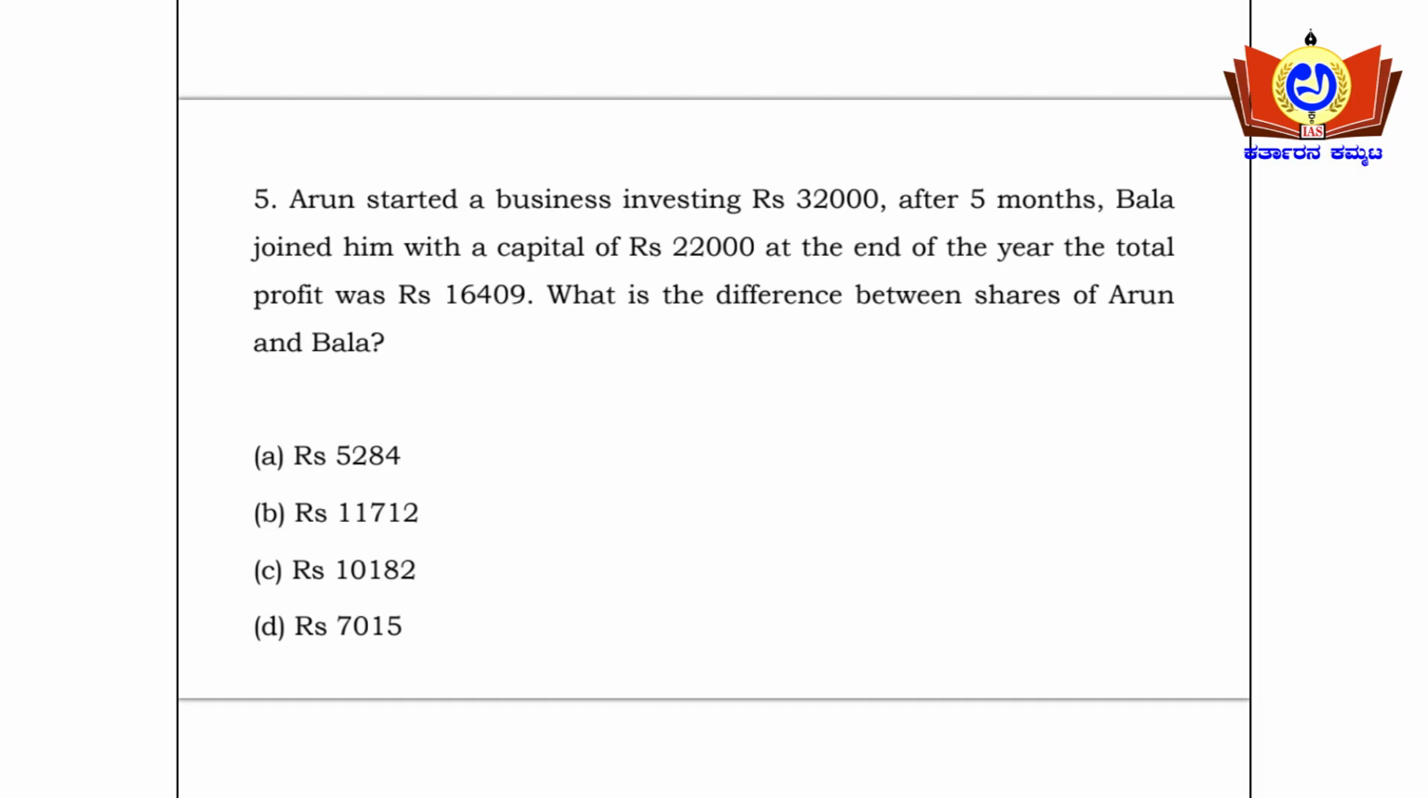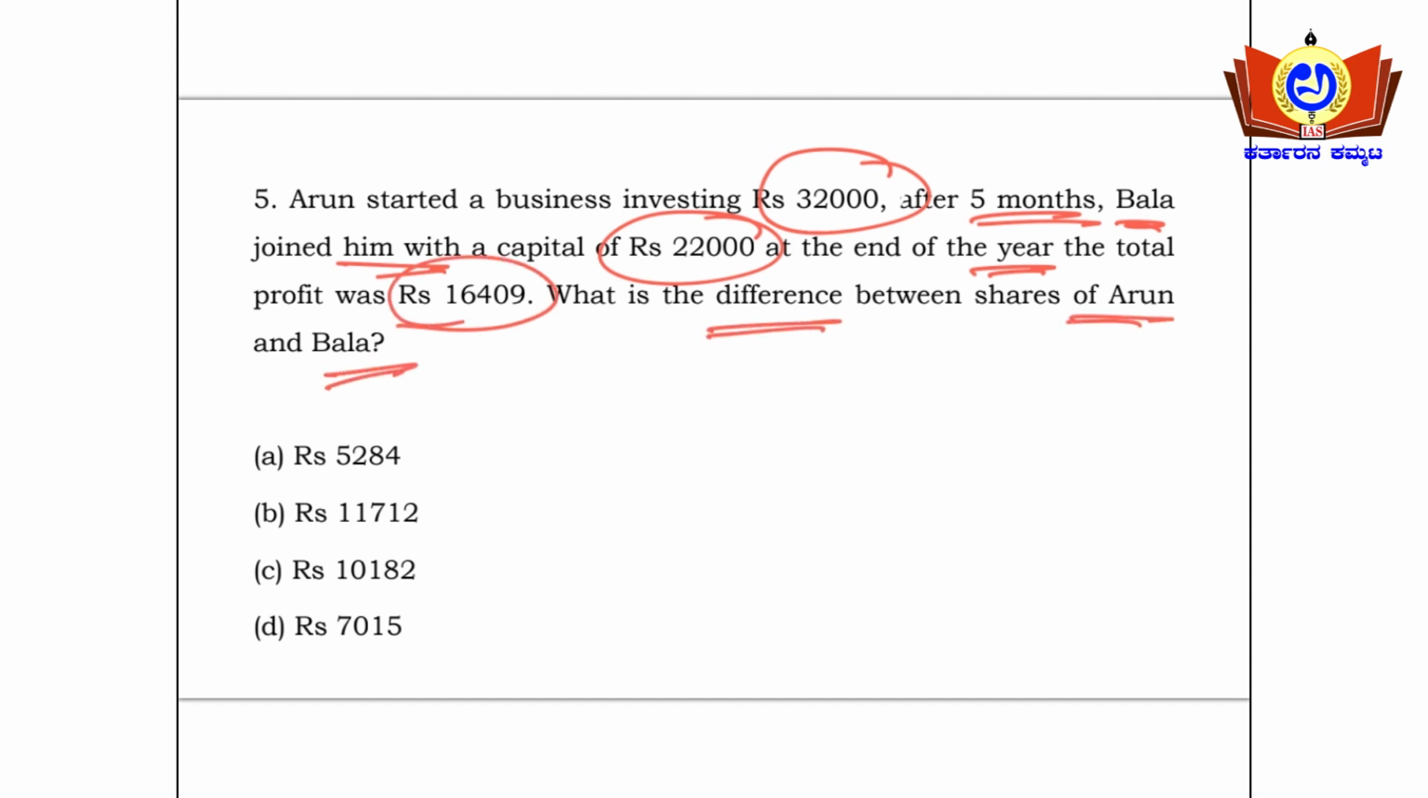Arun started a business investing rupees 32,000. After 5 months, Bala joined him with a capital of rupees 22,000. At the end of the year, the total profit was 16,409. What is the difference between the shares of Arun and Bala? Okay, the question is asking what is the difference between the shares of Arun and Bala. Okay, we shall solve it on the next page here.